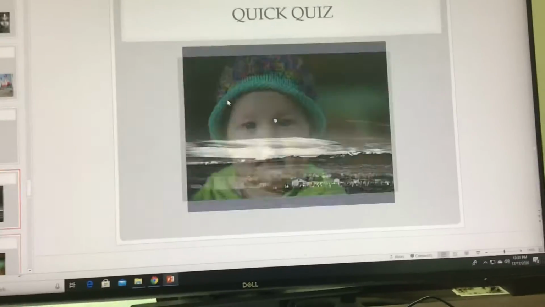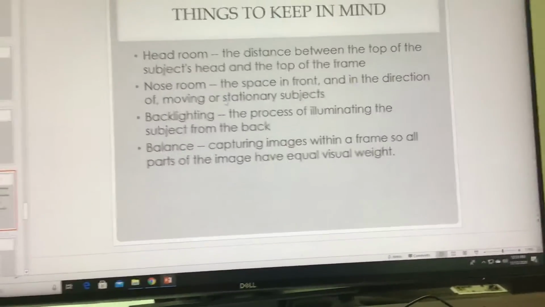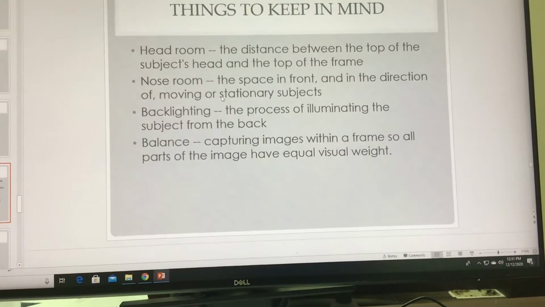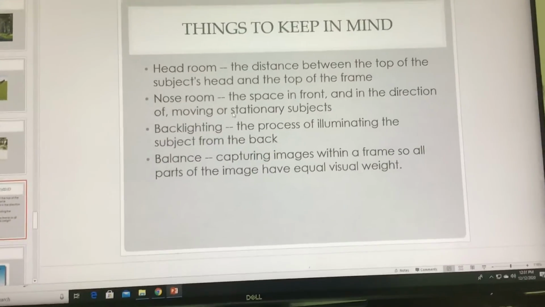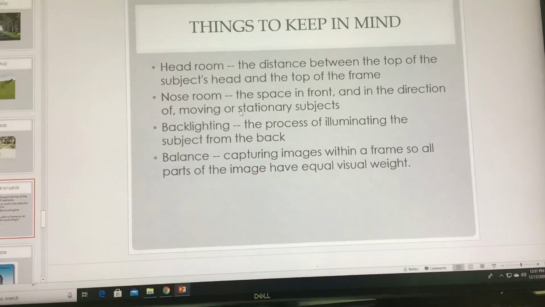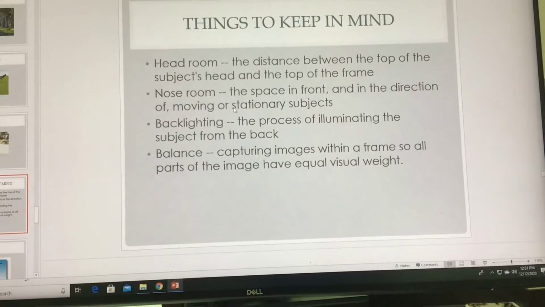Headroom. Okay, so you guys should know what headroom is. Headroom is the space between the top of someone's head and the edge of the photograph. And you want to be able to make sure that there's proper headroom. Nose room is a space in front of and in the direction of moving or stationary subjects.